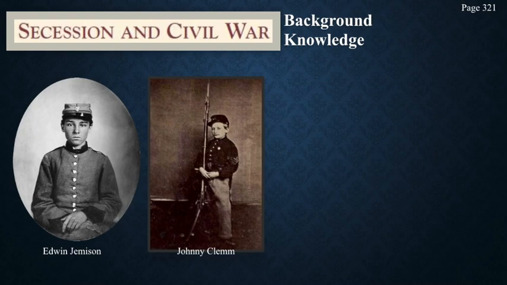Edwin Jemison is a Confederate soldier. He was 14 years old at the time this picture was taken. And just a few weeks after this picture was taken, he was killed in his first action on the peninsula in Virginia. Johnny Clem was a Union soldier. He started out before the age of 10. He was a drummer and actually worked his way up to become a soldier before his teen years. He stayed in the United States Army all the way through the Spanish-American War at the end of the 19th century.